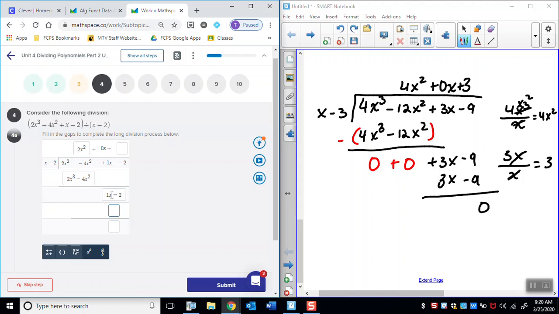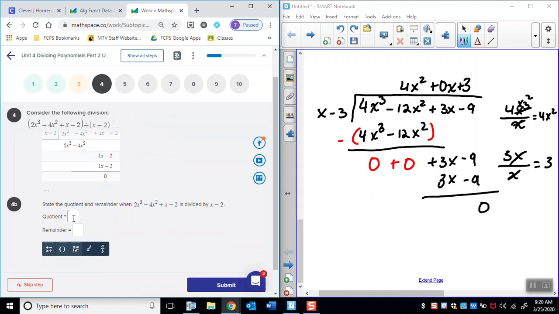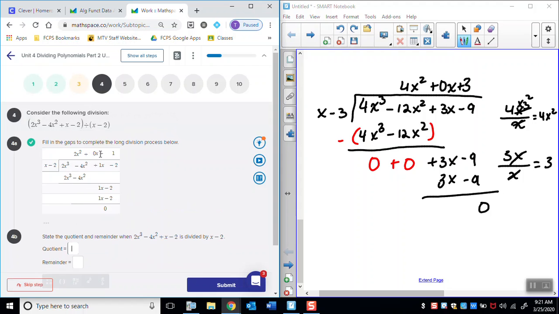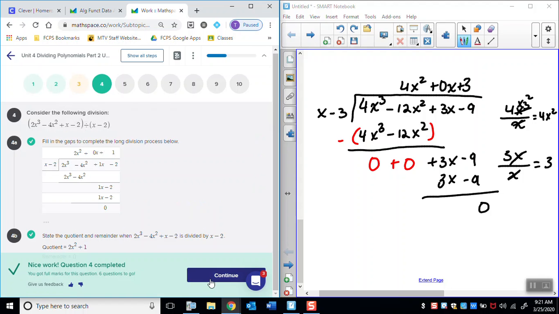Okay? So 1x divided by x is just 1. Okay? So 1 times x is 1x. You don't have to write 1x, or x, either way is fine. And then 1 times negative 2 is negative 2. And then we subtract them out, we get 0. Okay? And then the quotient is 2x squared plus 1. You don't have to write the 0. 2x squared plus 1. And the remainder is 0. Okay.